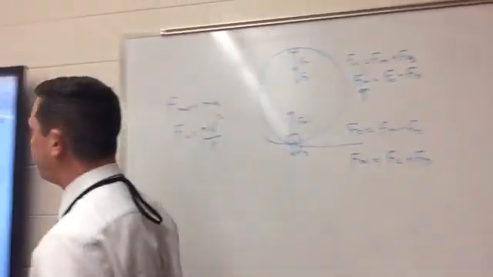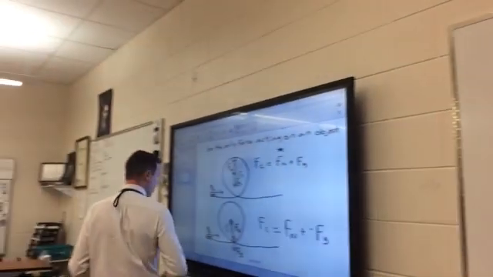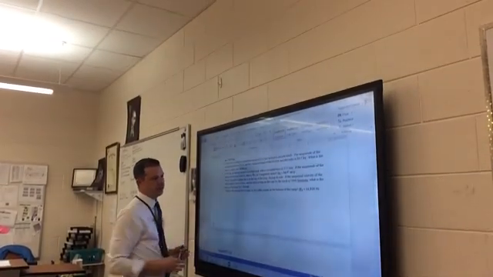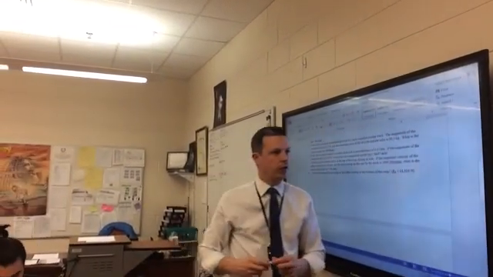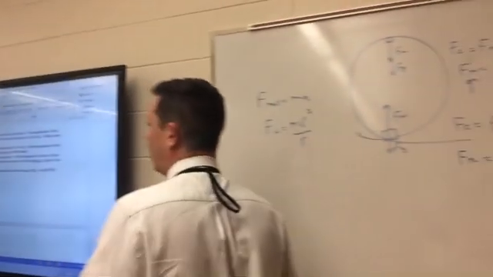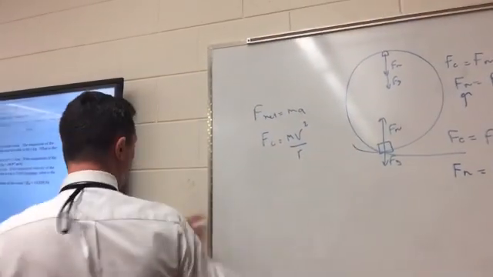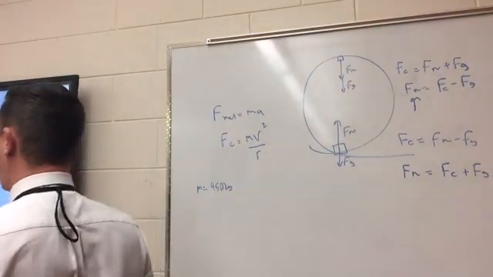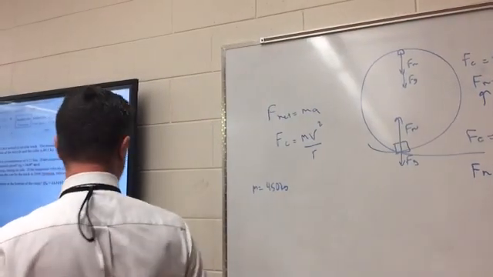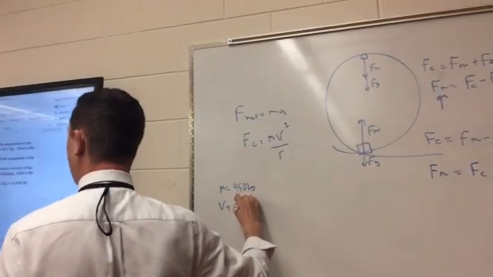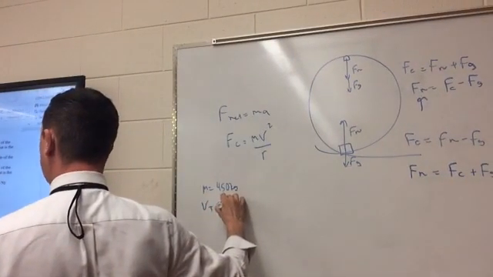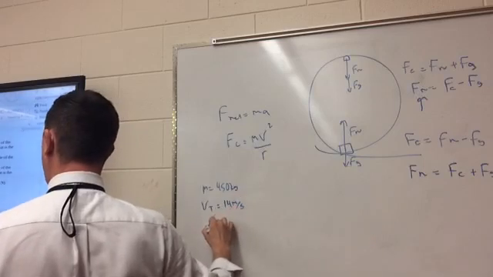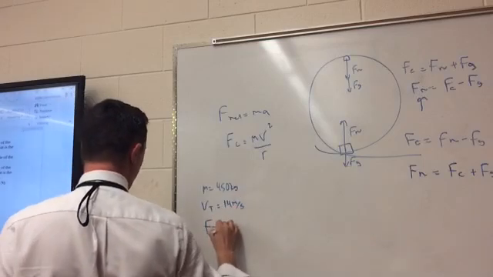Now, let's look at a practice problem real quick. If you guys could look on your We Do sheet, I want to look at number 5 and number 6, and we'll go through sort of how you would handle this. It says a 450 kilogram roller coaster is at the top of the loop during its ride. If the tangential velocity of the roller coaster cart is 14 meters per second, and the force acting on the cart by the track, what is that?